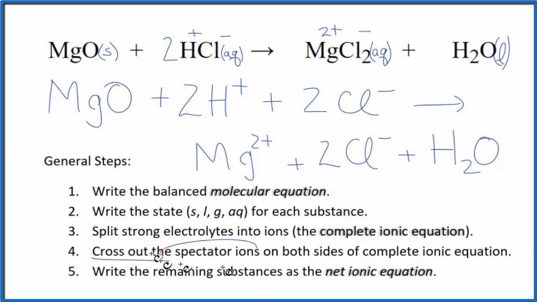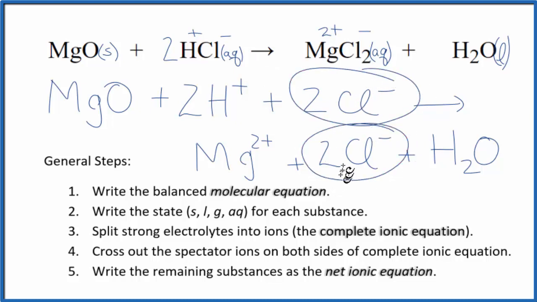Now we can cross out spectator ions. They're on both sides of that complete ionic equation. They haven't changed. We're not interested in them. On the reactant side, the only thing I see that's the same in the reactants and the products are these chloride ions. 2 chloride ions here, and in the products, 2 chloride ions. So I'm going to cross those out. And what's left will be the net ionic equation for MgO plus HCl.